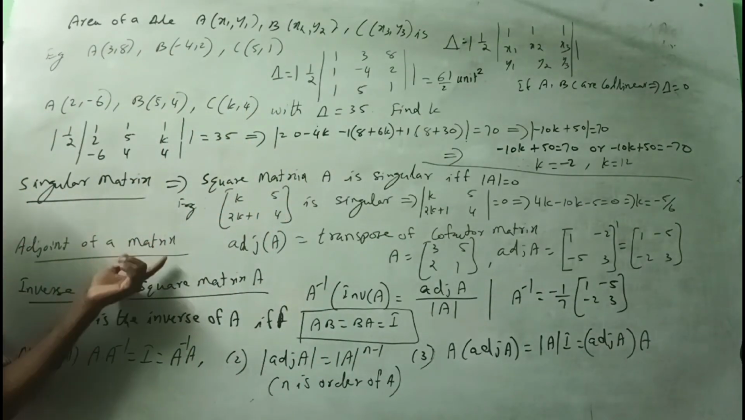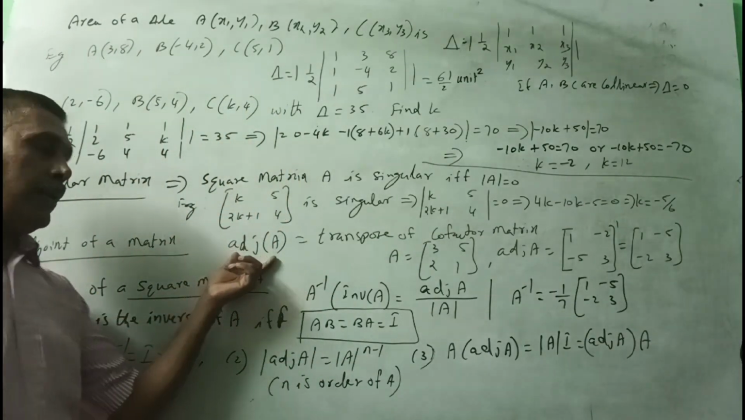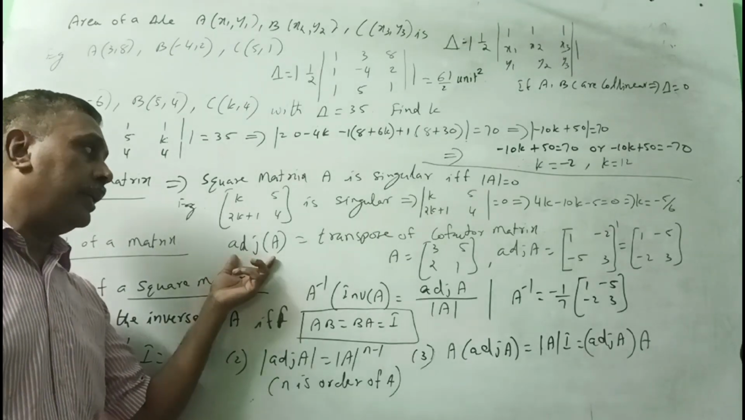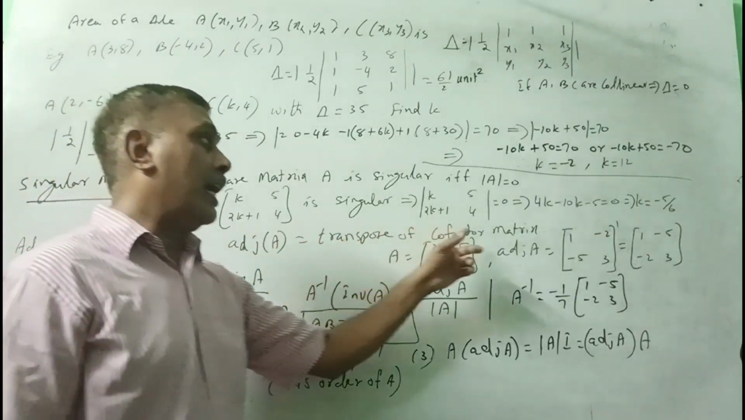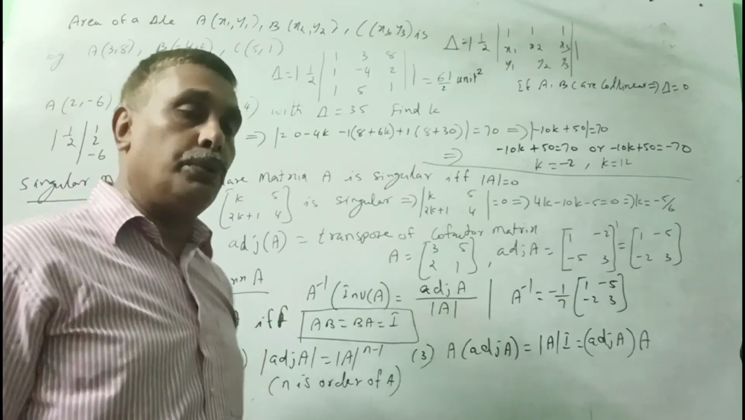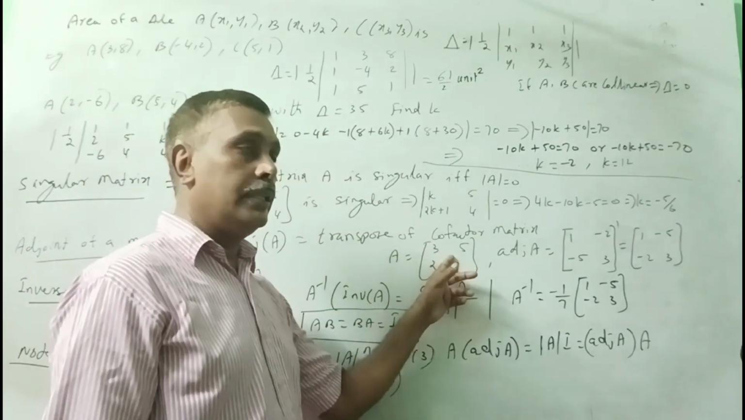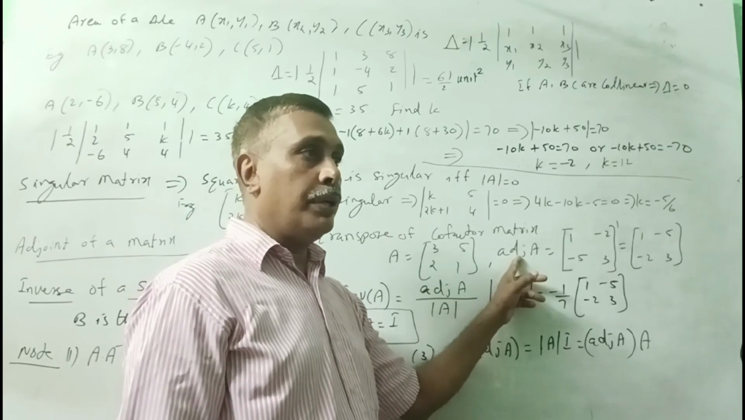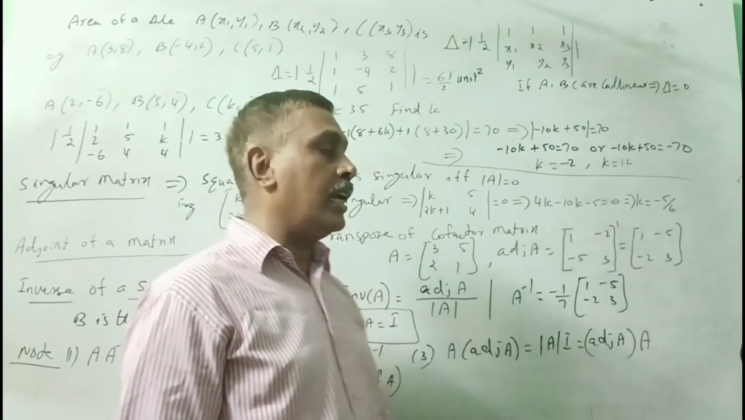Now what is adjoint of a square matrix A? It is denoted by adj of A, where A is a square matrix. Adj of A is the transpose of the cofactor matrix. After making the cofactor matrix, you take its transpose. One example is written. Adj means you have to write all the cofactors and take the transpose.